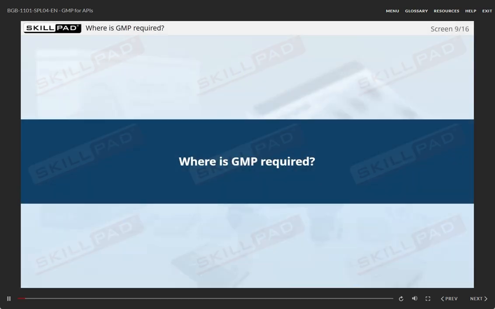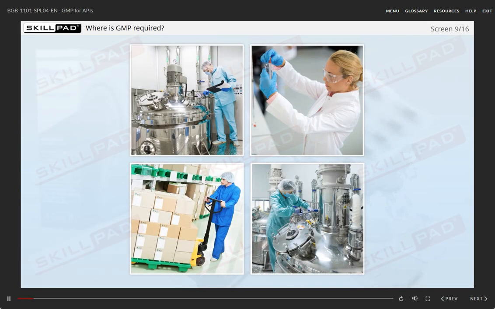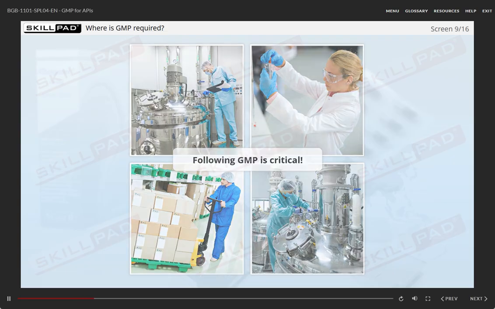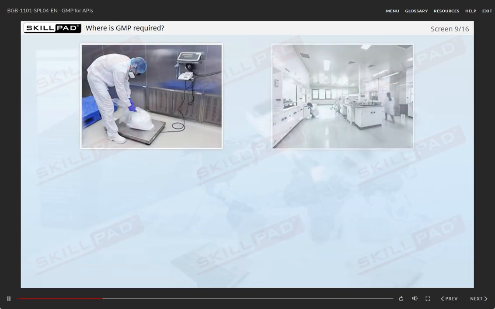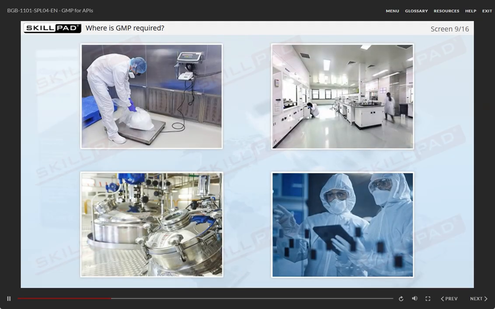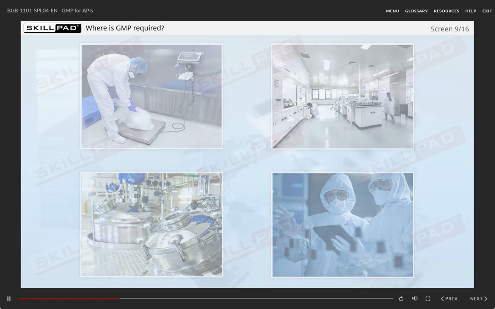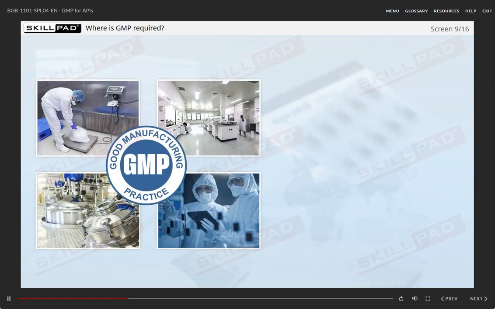Where is GMP required? Everybody working in an API manufacturing facility, including you, has some responsibility for the quality of the products produced. Following GMP is therefore critical. GMP covers all aspects of manufacturing, from raw materials, facilities, and equipment, to the training and personal hygiene of staff. The rules of GMP must be consistently followed in your everyday work practices.